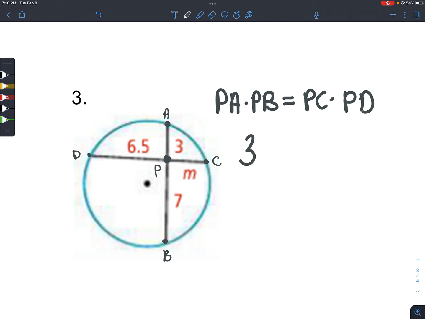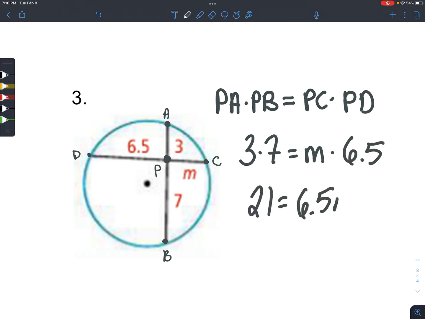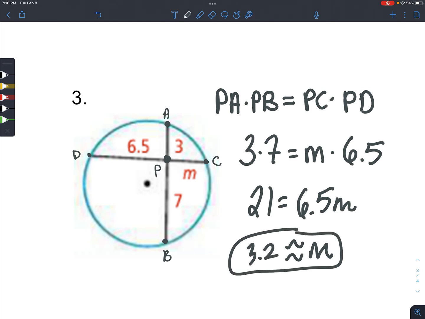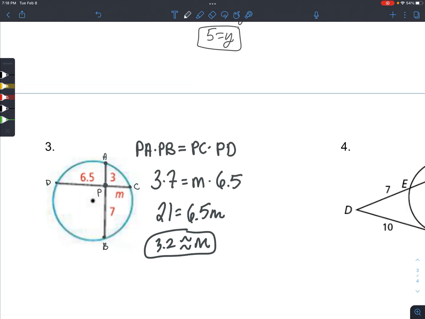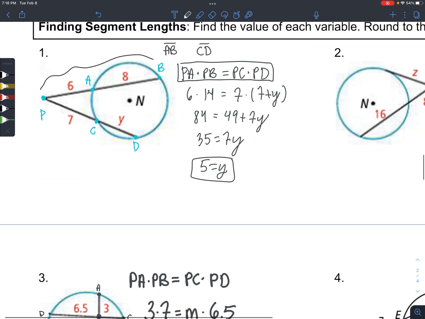And then you just got to look at your picture and say, it looks like PA is 3. It looks like PB is 7. They've got PC marked as M, kind of hard to see here, and PD marked as 6.5. So tidying this up, this is what we get, and 2 decimal places is cool. So that's what we get. Okay.